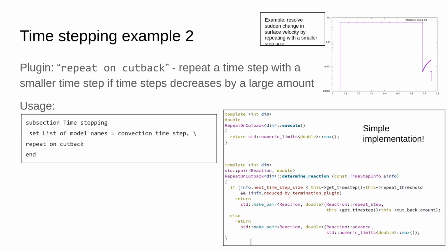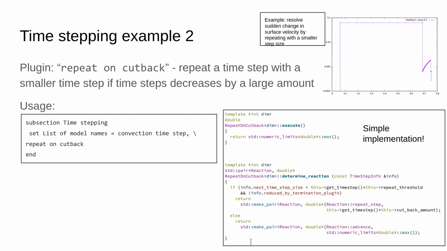Okay, next slide. So this is a more complicated example, and that's also a plugin that's part of the development version. It's called Repeat on Cutback. And what it does is it repeats a time step with a smaller time step if the time step decreased by a large amount. Sounds complicated. The idea is the following. You have a boundary condition, for example, that very suddenly changes the whole behavior of the solution, right? So for example, velocities increase and suddenly your time step needs to be much smaller by default, right? And this event might happen at a certain point in time. And if you do your normal time stepping, you kind of miss the event, right? So or it is delayed and you don't resolve it nicely.